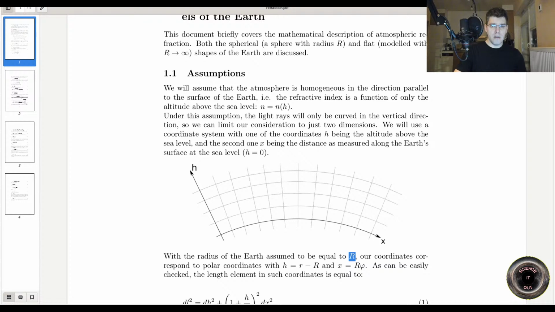Yeah, and as I write here, we only assume the refractive index depends only on the altitude.